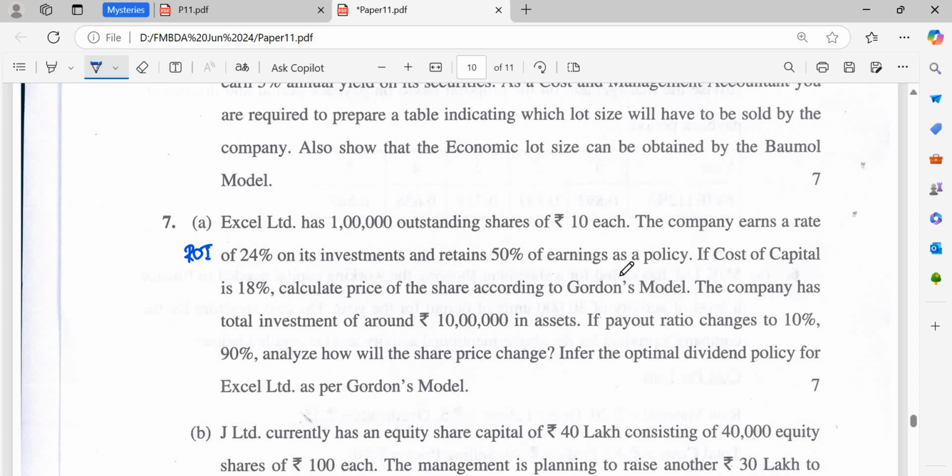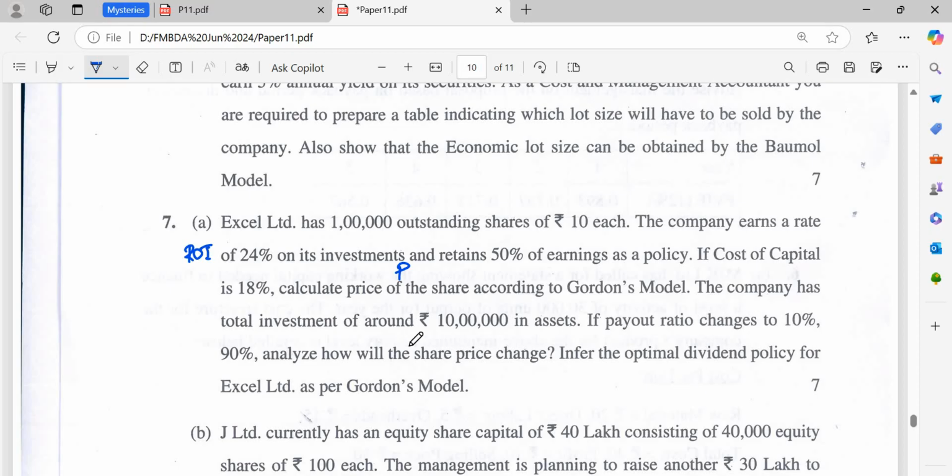So the retention they have given as 50%. If cost of capital is 18%, calculate the price of the share according to Gordon's model. So the first point is, if cost of capital is 18%, what is the price of the share? That is, price of the share is nothing but your P. So they are asking what is the price of the share.